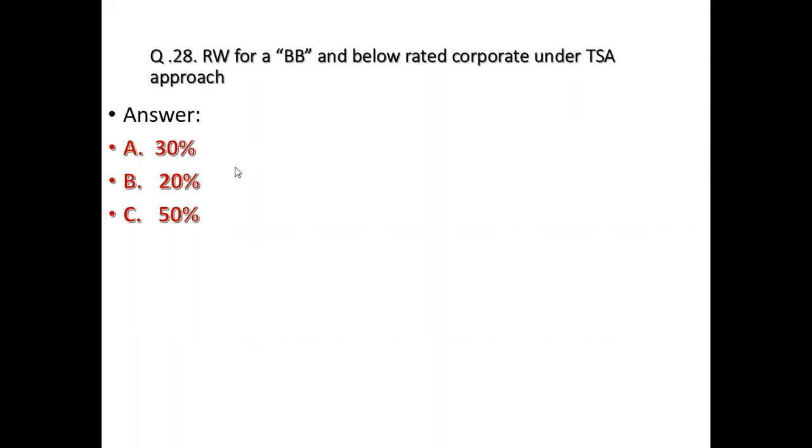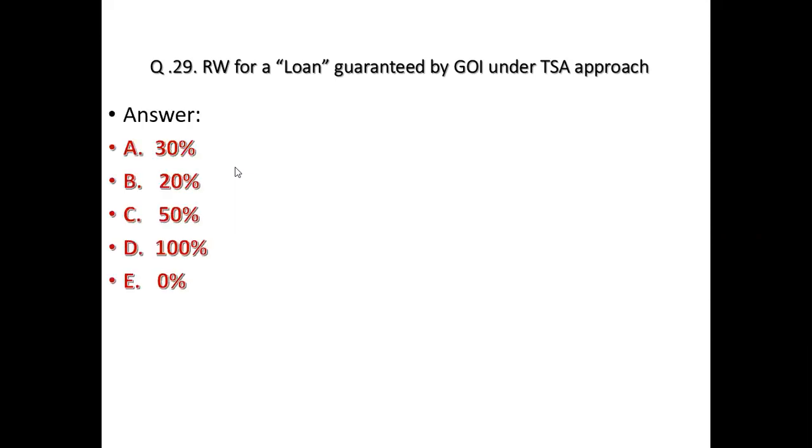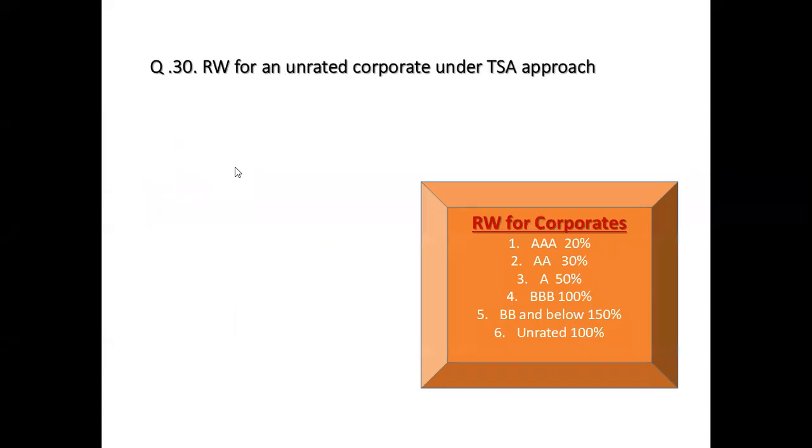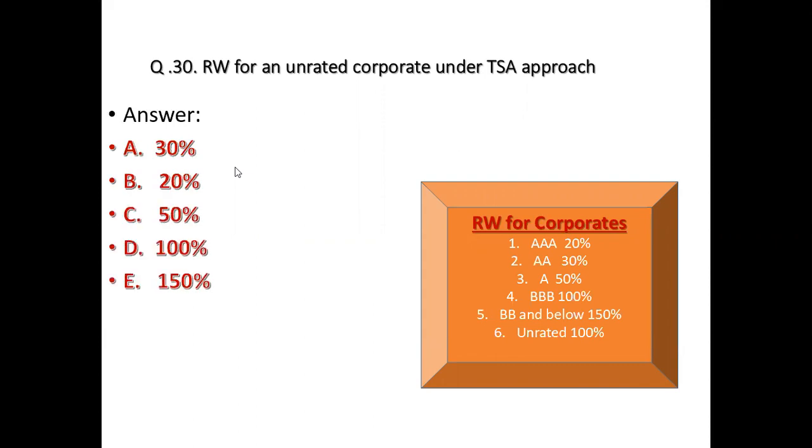B and double B, 150. Very good. Guaranteed by central government, 0. But guaranteed by state government, unrated borrowers, 100. Unrated borrowers, not rated, 100.